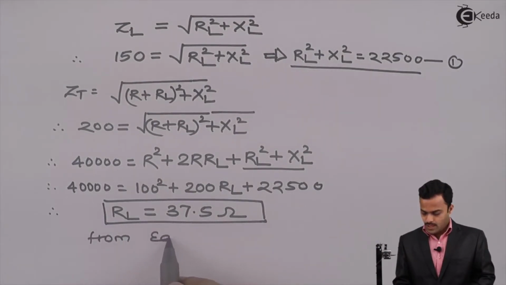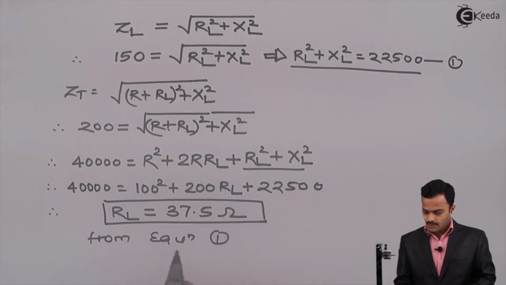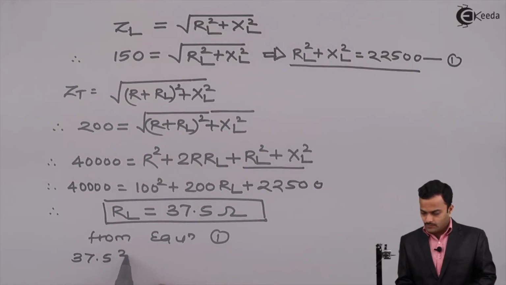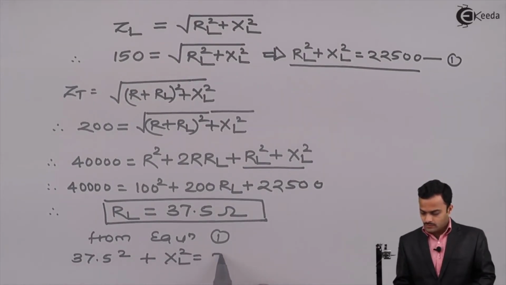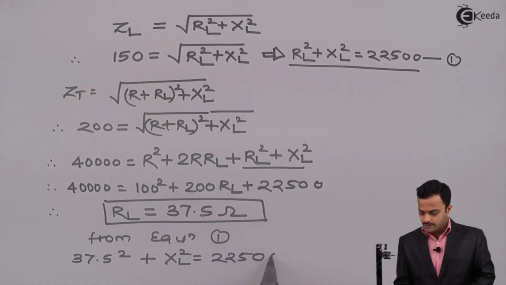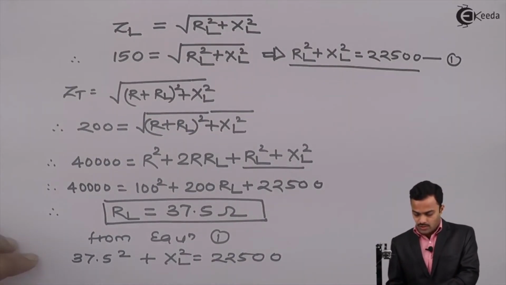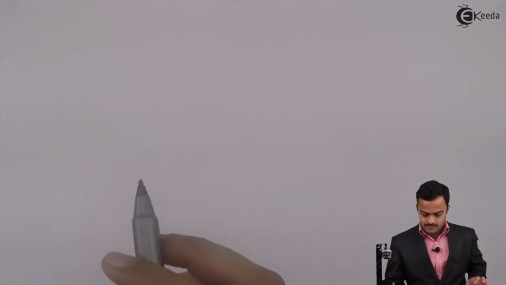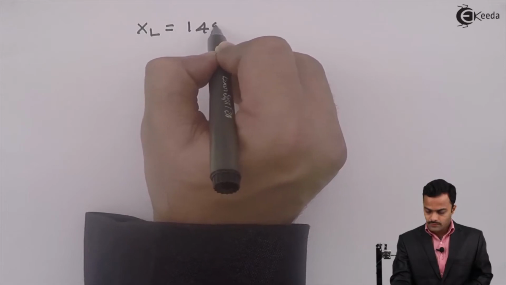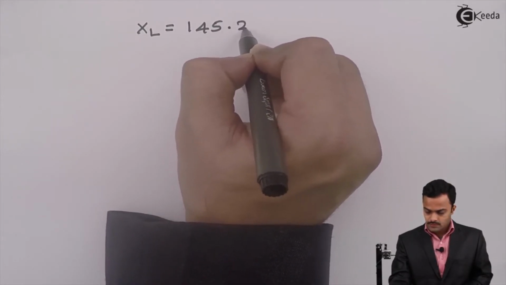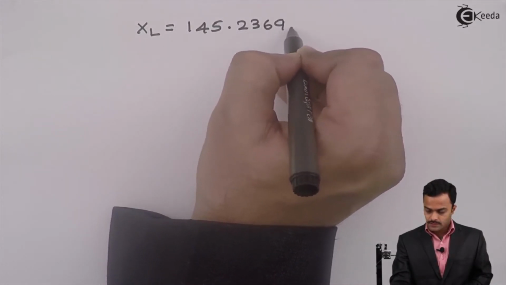So from equation 1, I can say 37.5 the whole square plus XL square equal to 22,500. So if you solve, you will get XL as 145.2369 ohm.